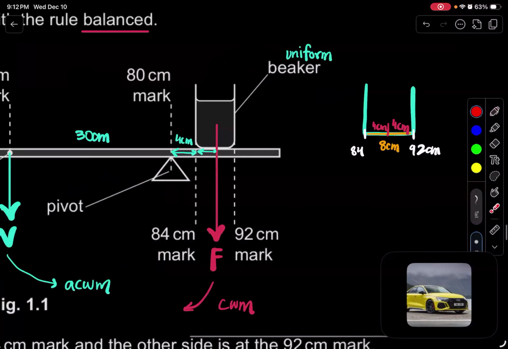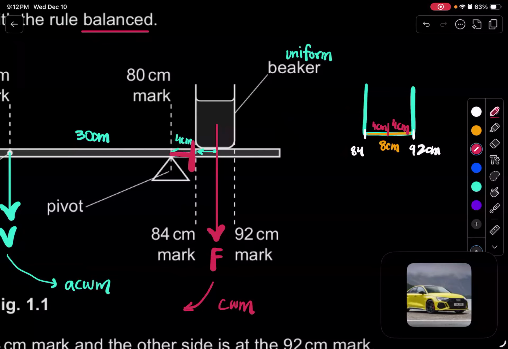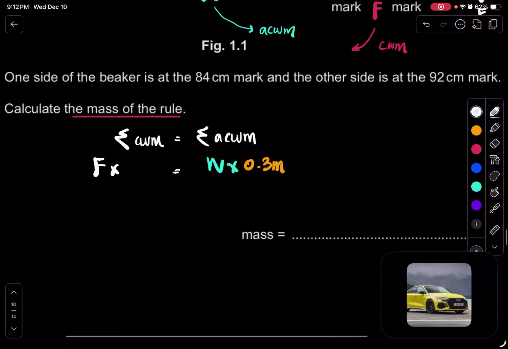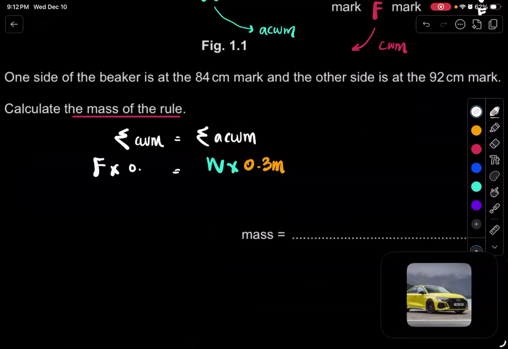So that means the distance from the pivot is going to be 4 centimeters till the edge and then 4 centimeters till the center. So that's why you're going to take the length of the force from here to here. It's going to be a total of 8 centimeters. Okay, so be careful about that. So it's going to be F into 0.08. Why? Because 8 centimeters divided by 100 is 0.08.